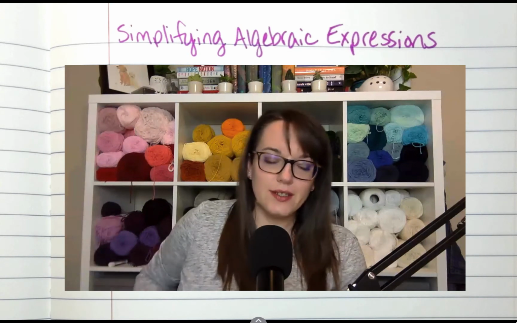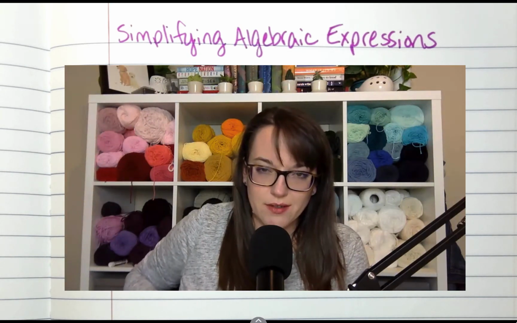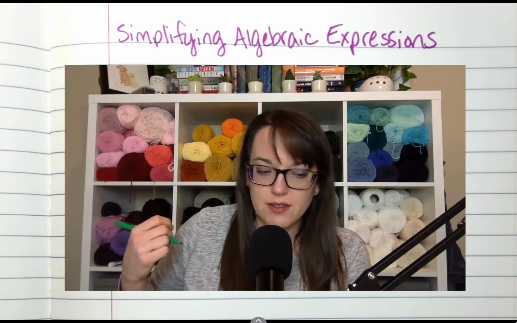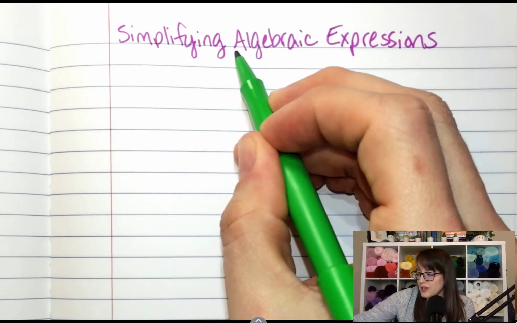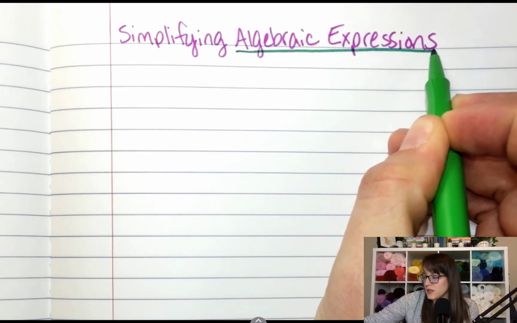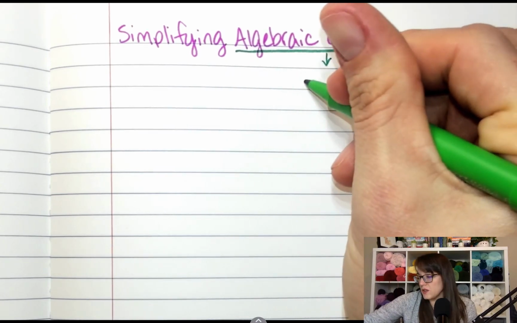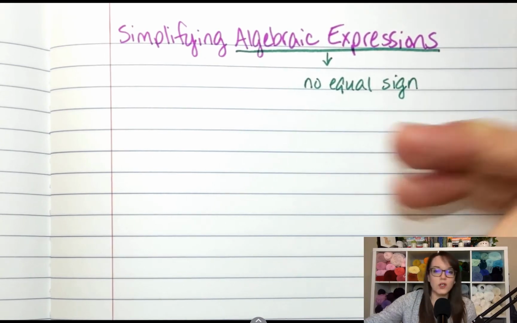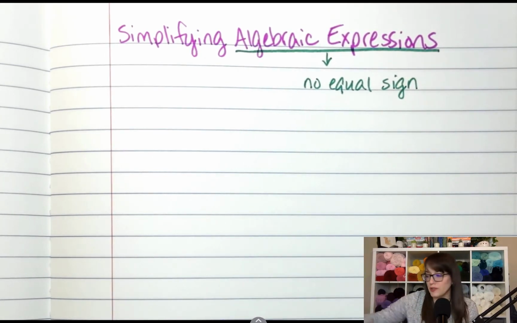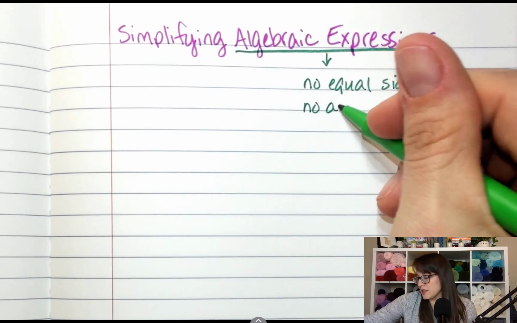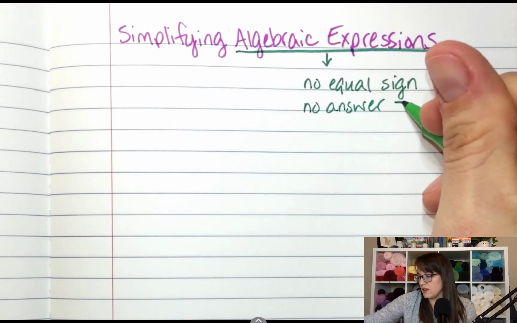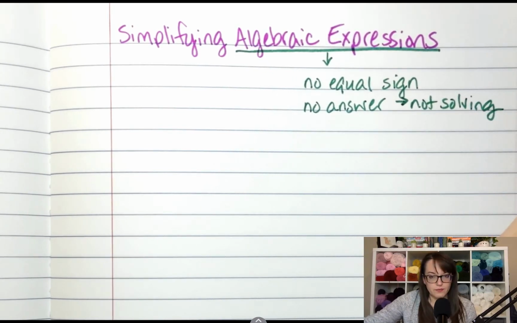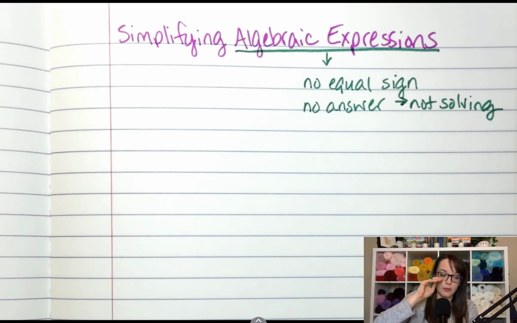An expression is not an equation. Why is an expression not an equation? Or what's the difference? An algebraic expression does not have an equal sign. No equal sign, which means there's no answer. So our goal today is not to solve. There's no answer. We're not solving. We're just grouping. It's going to have lots of numbers and lots of variables.